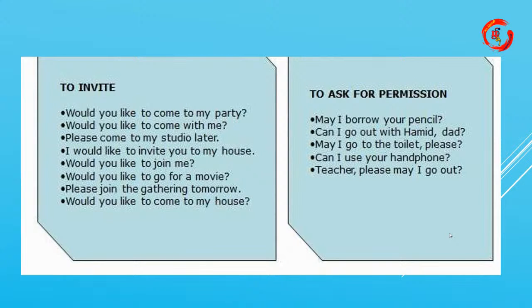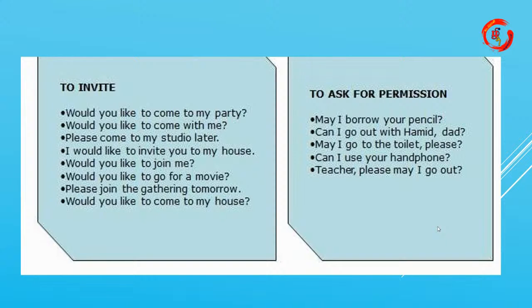To invite. Just now I taught you, right? I showed you a few examples. So these are some examples here. Would you like to come to my party? Would you like to come with me? Please come to my studio later. I would like to invite you to my house. Would you like to join me? Would you like to go for a movie? Please join the gathering tomorrow. Would you like to come to my house? There are so many ways you can invite someone.